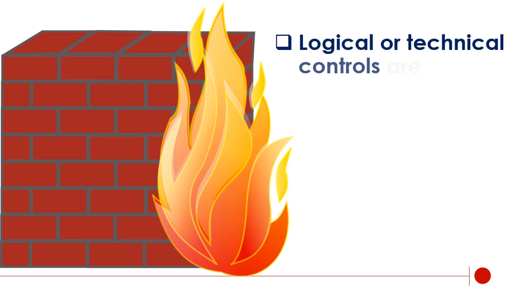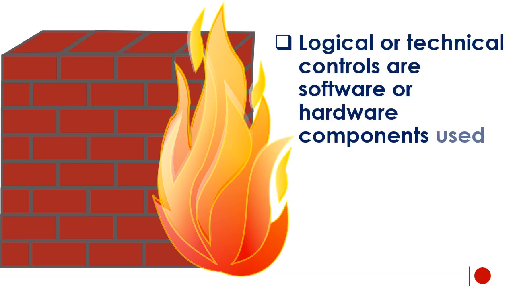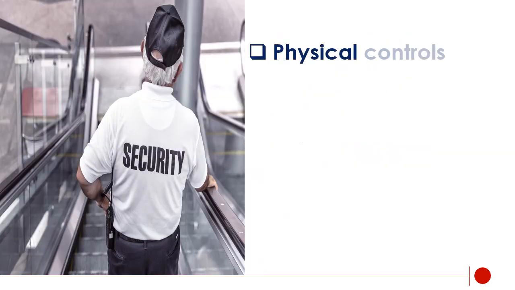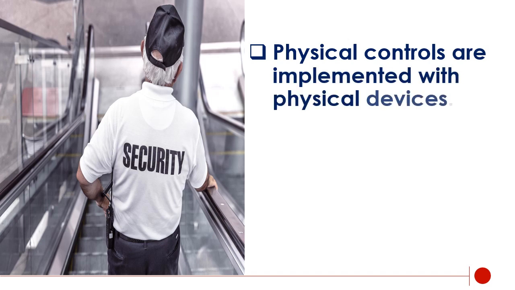Logical or technical controls are software or hardware components used to restrict access. Specific examples of logical controls are firewalls, IDSs, IPSs, encryption. Physical controls are implemented with physical devices, for example security guards.